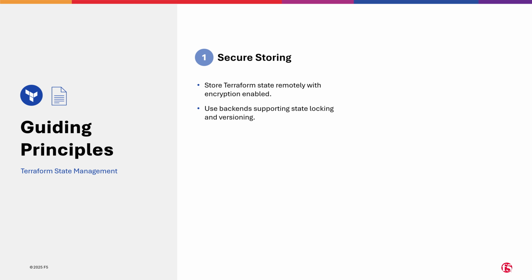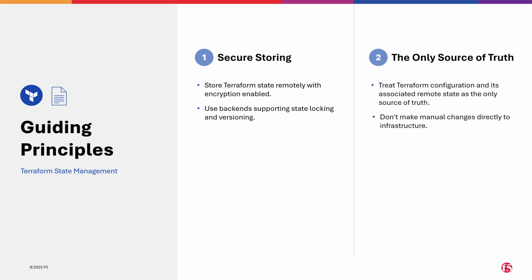Let's start with the basics of Terraform state management. Always store the Terraform state remotely with encryption enabled. Use backends that support state locking and versioning to prevent data loss and enable collaboration. Treat the Terraform configuration and its associated remote state as the only source of truth. Never make manual changes directly to the infrastructure. Prefer replacing over modifying critical resources to avoid configuration drift and unexpected behavior.